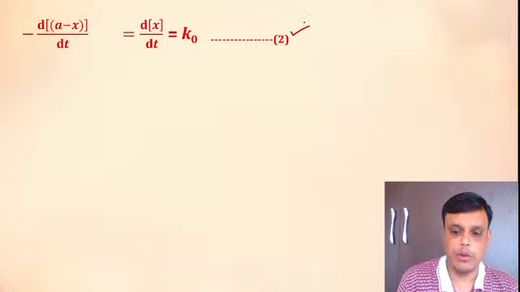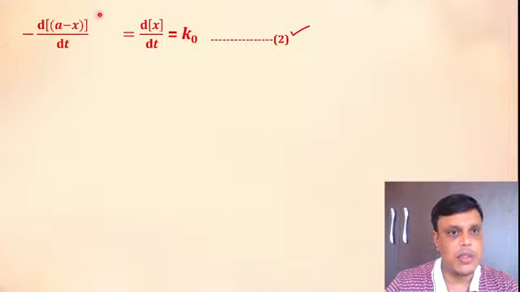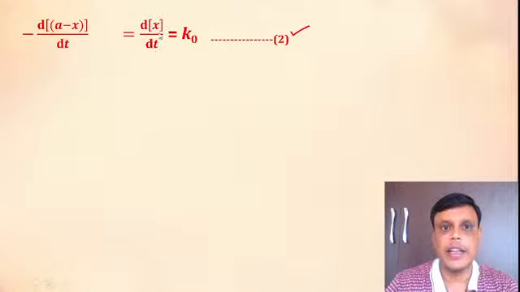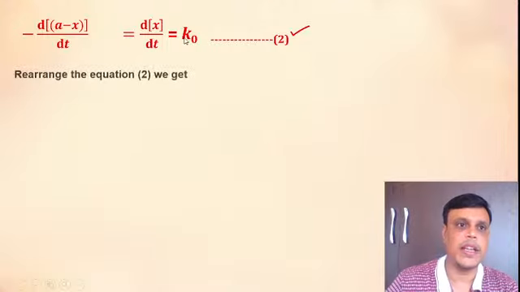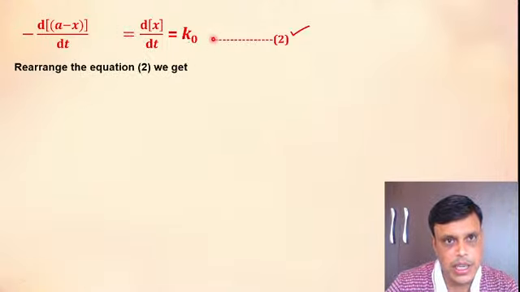This is our equation number 2. Did you understand why there is a negative sign? Because this is your reactant rate and this is your product rate, and by equating this equation we can have d by dt X is equal to K0. Then rearrange equation 2. So we will rearrange this equation.